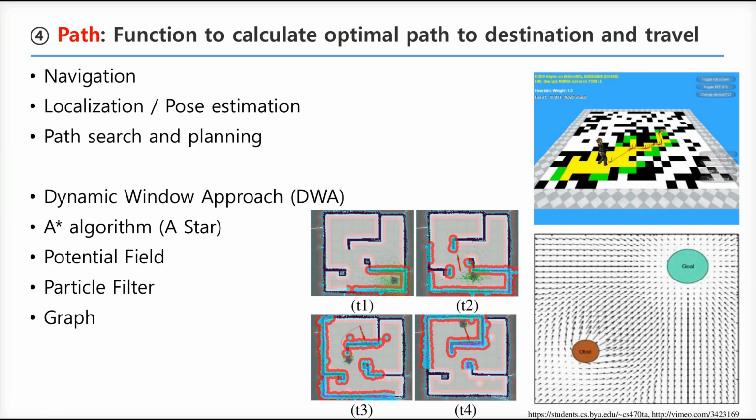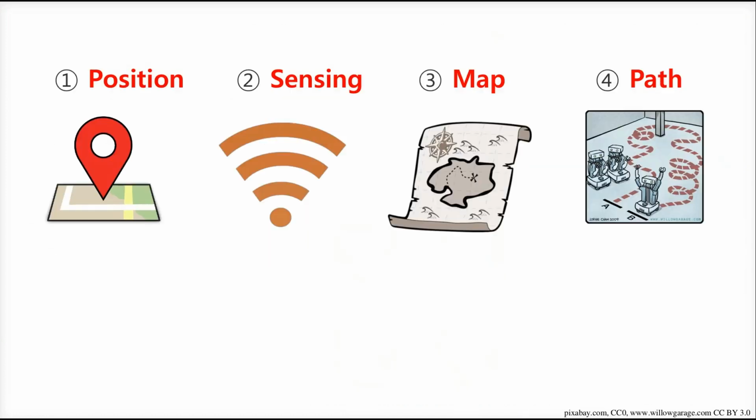The last element is making the path and moving. These are very hot topics in this field, named navigation, localization, or path planning, and many algorithms have been proposed in these fields: the dynamic window approach, the A-star algorithm, the potential field, the particle filter, and the graph. The DWA and particle filter are used in the Turtlebot. We'll learn about these details afterwards.